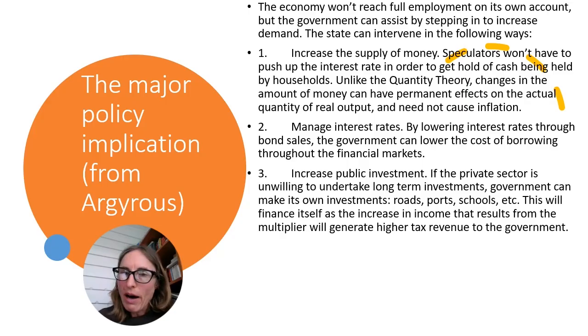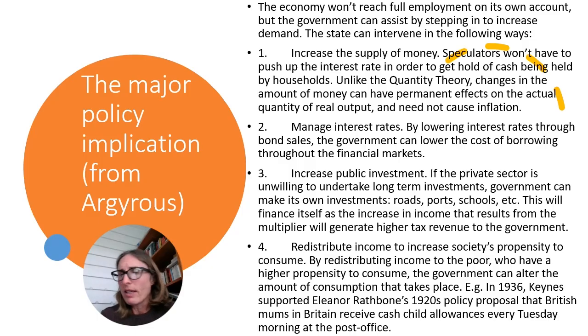These will finance themselves, as the increase in income that results from the multiplier will generate higher tax revenue to the government. And finally, there's the distribution of income according to Keynes. In order to increase society's propensity to consume, we saw that the poor have a higher propensity to consume than the well-off. And the government can then alter the amount of consumption that takes place through these redistributive techniques.